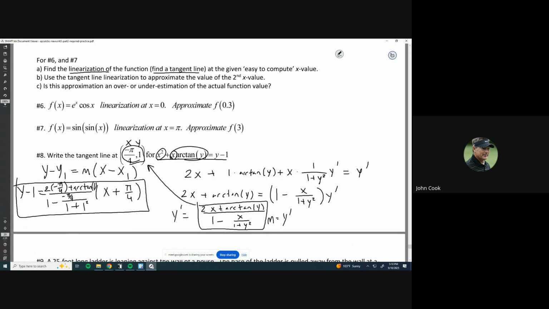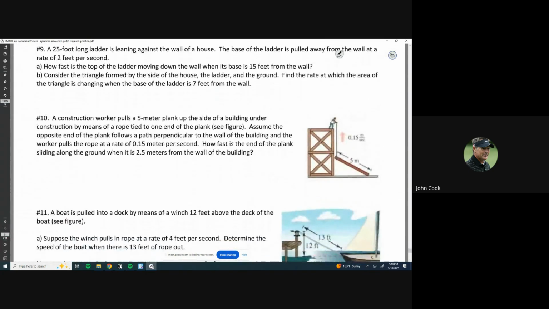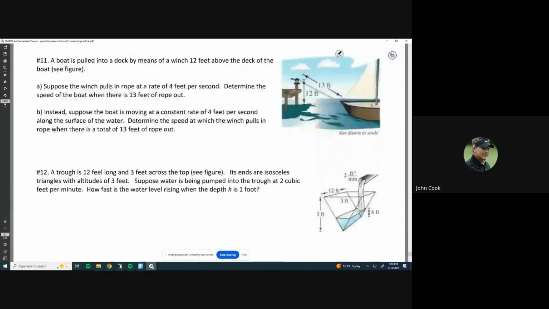I think I'll leave it at that. So then, it looks like we'll start up with the related rates problems after that. I'll probably do a video for each of those.